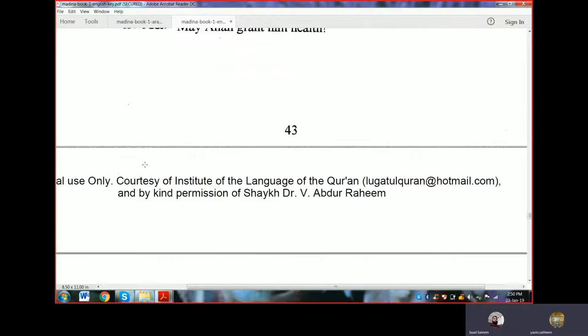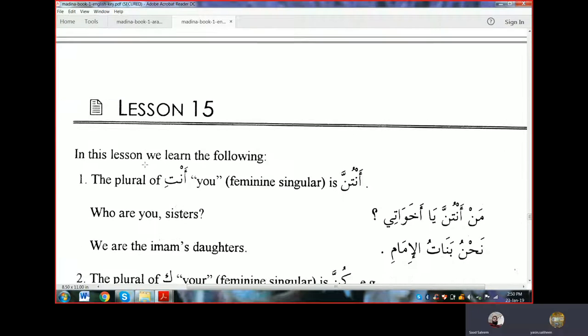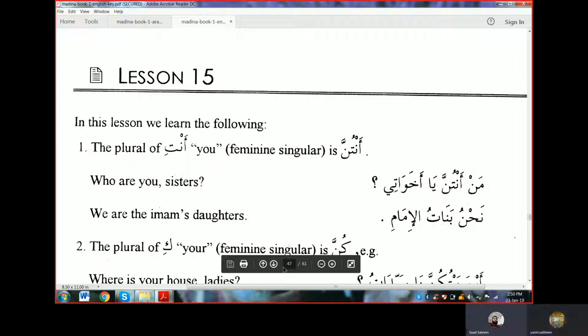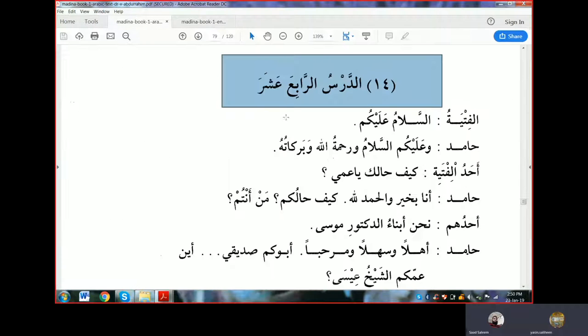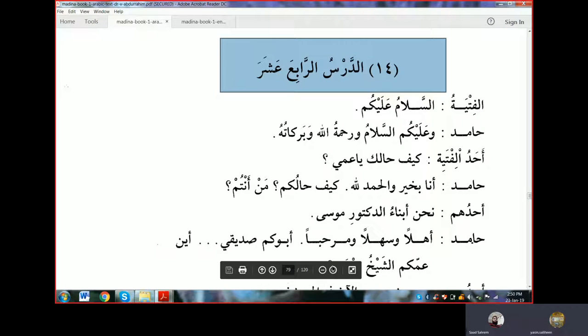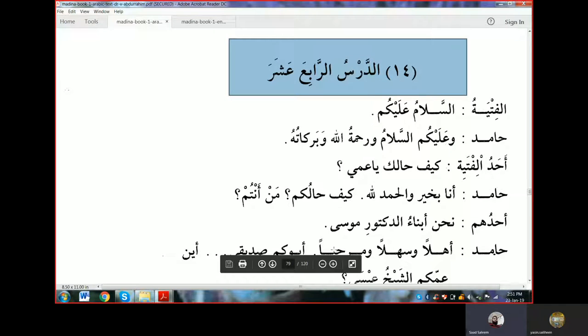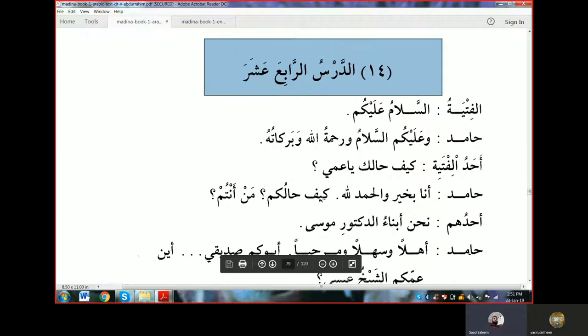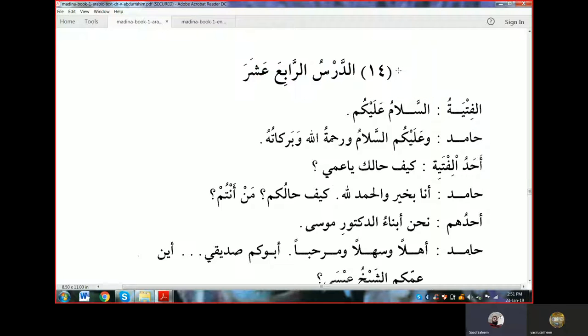Note this page, page number 47 on PDF of the key book. Now we'll start the book, which is page number 79 on PDF, the 14th lesson. Start reading it.